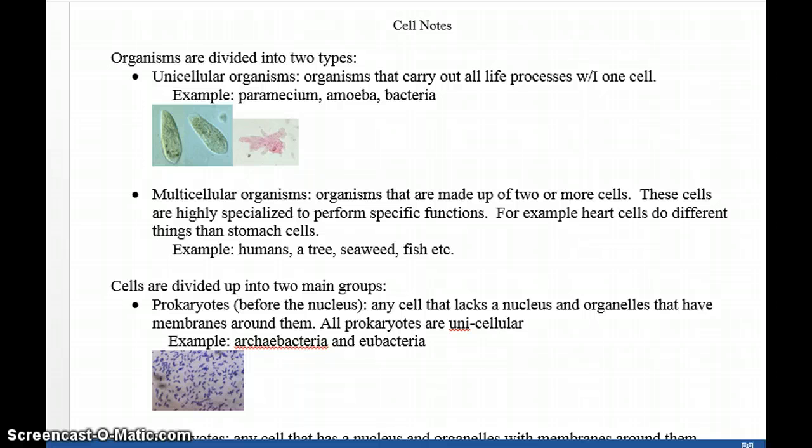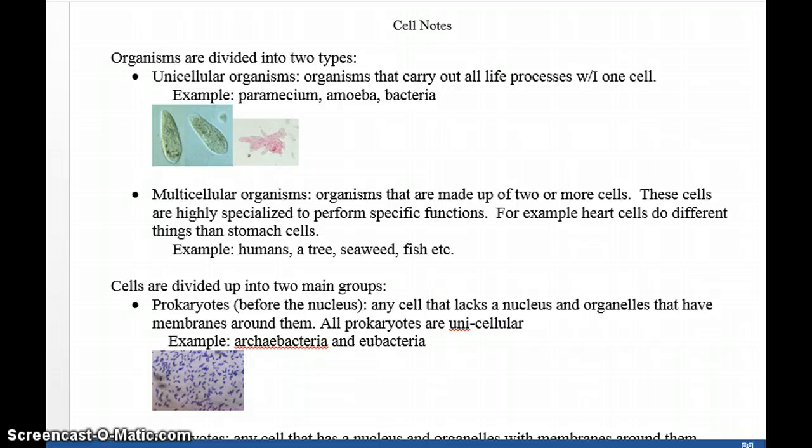Multicellular organisms are organisms that are made up of two or more cells. These cells are highly specialized to perform specific functions. For example, a heart cell does certain things, and stomach cells do certain things. They do not do the same thing. An example of a multicellular organism would be humans, any kind of plant such as any tree, seaweed, fish. I could go on and on.